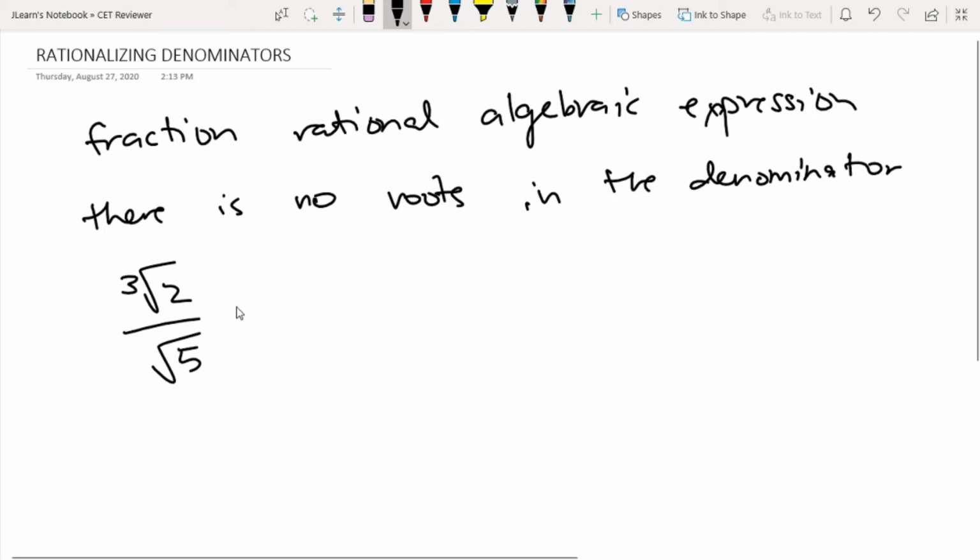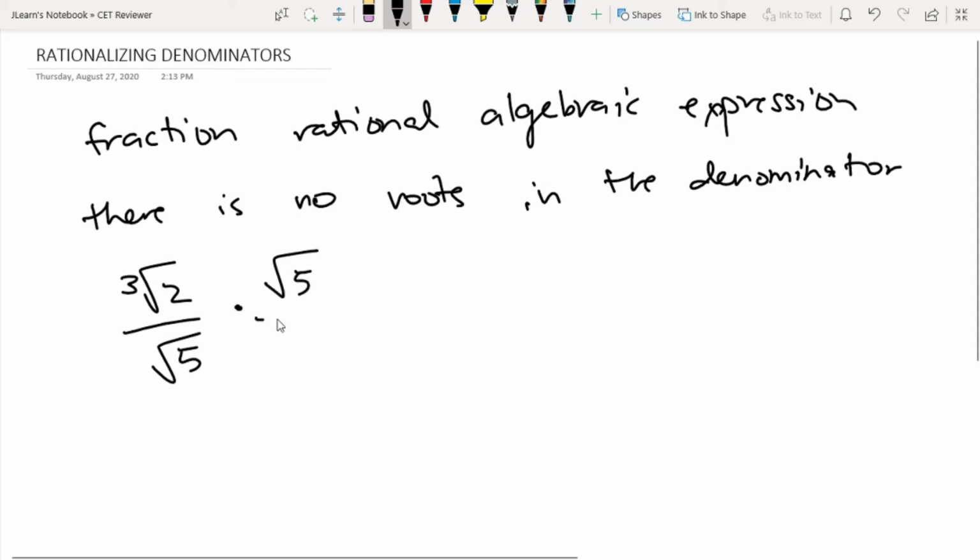So paano yun? Ang ginagawa lang natin is we multiply the numerator and denominator by a certain constant para mawala yung square root or yung cube root or yung kahit anong root sa denominator. So in this case, cube root of 2 all over square root of 5, anong constant pwede i-multiply natin para matanggal yung square root of 5? So that will be square root of 5, no?